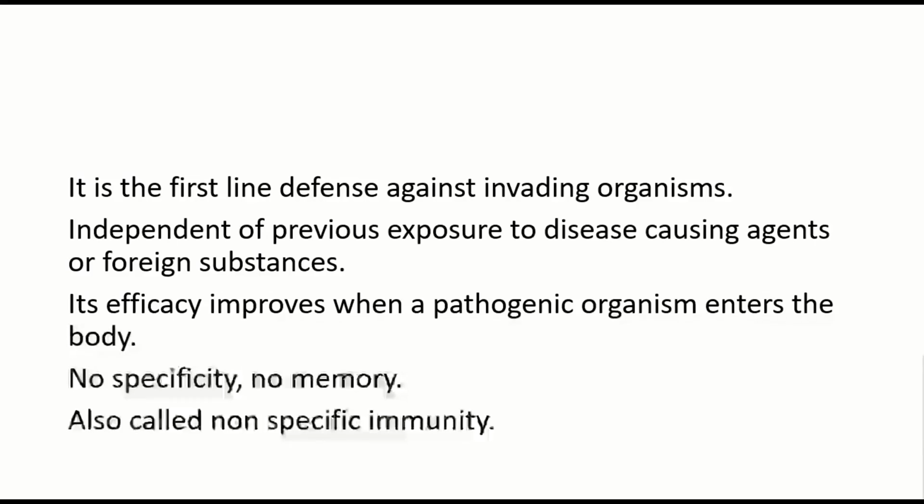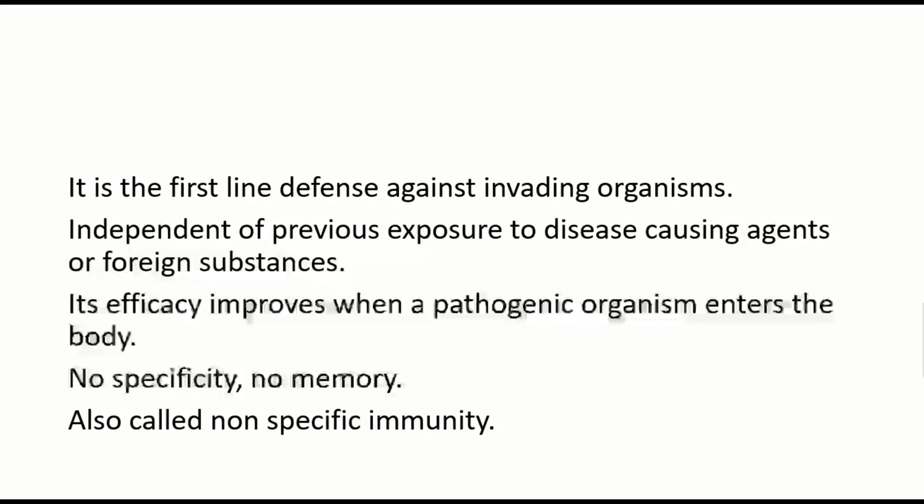How is this acquired immunity activated? The cells of the innate immunity will produce cytokines. Cytokines are hormone-like substances that help in cell-to-cell communication or cell signaling. With the help of these cytokines released from the cells of the innate immune system, they activate the acquired immune system. The innate immunity is independent of previous exposure to disease-causing agents or foreign substances because it doesn't have any specificity in destroying the pathogen. Whichever pathogen enters your body, it tries to destroy them. So there is no specificity and no memory involved in the innate immunity.